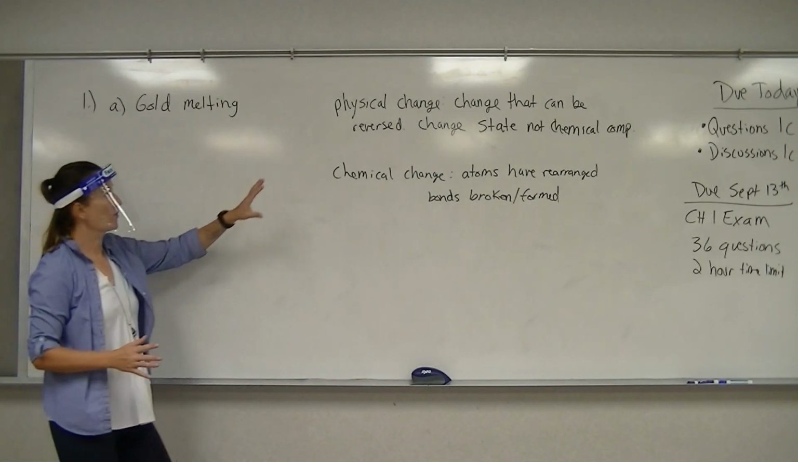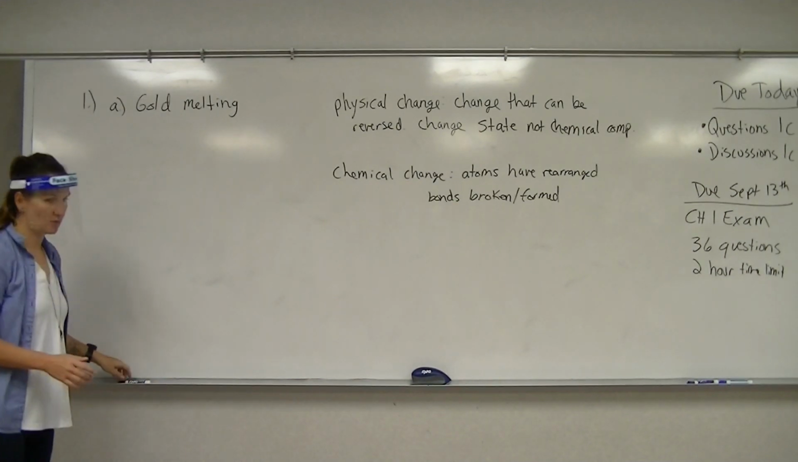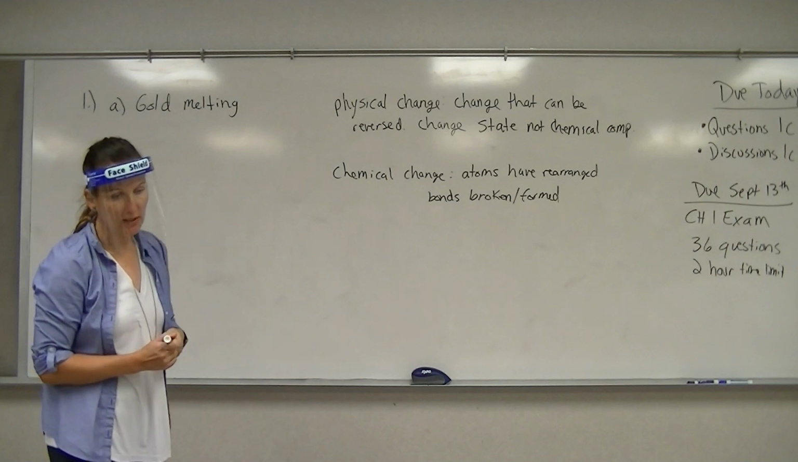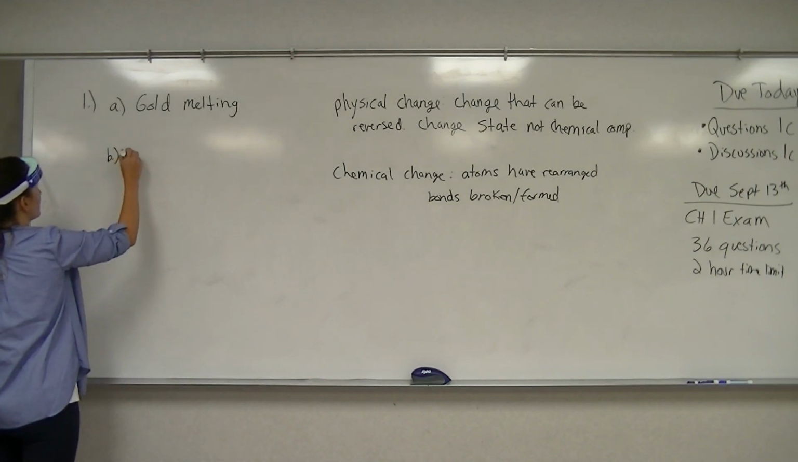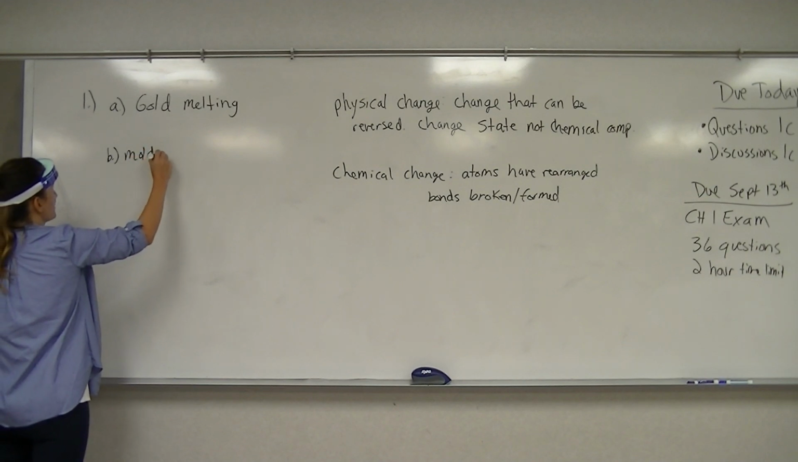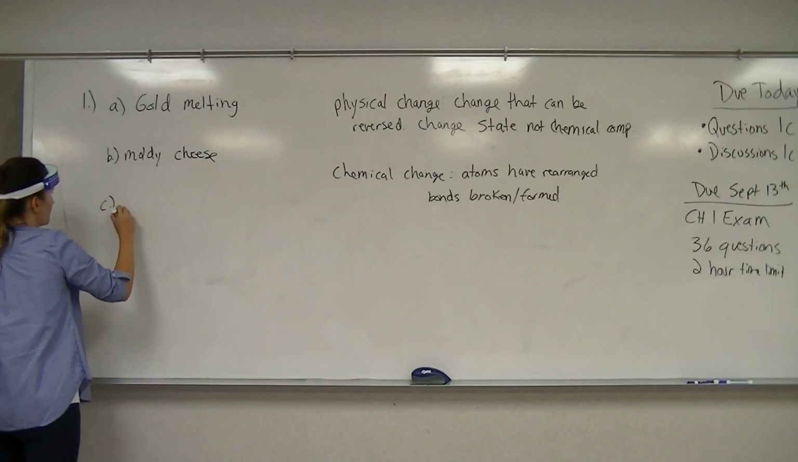So we're going to take what we know about physical change and chemical change and apply it to the three examples here. Gold melting is the first, we have cheese molding, and I'll just put moldy cheese to make that more specific, and then photosynthesis.